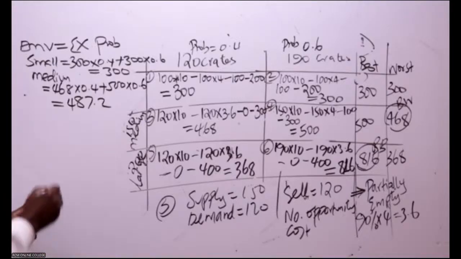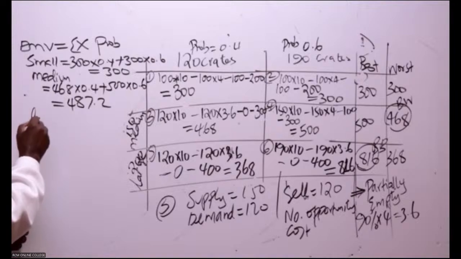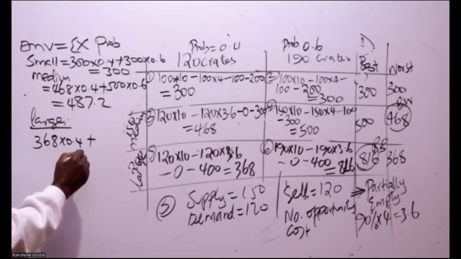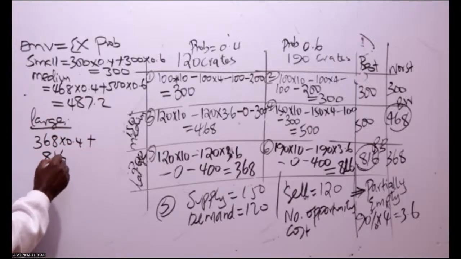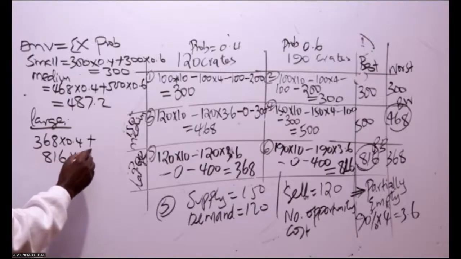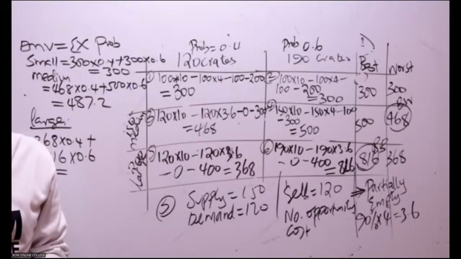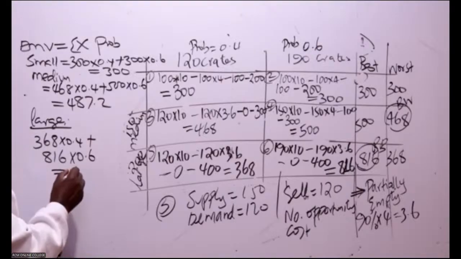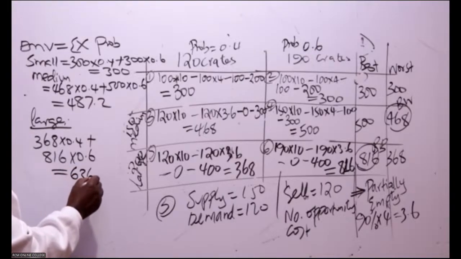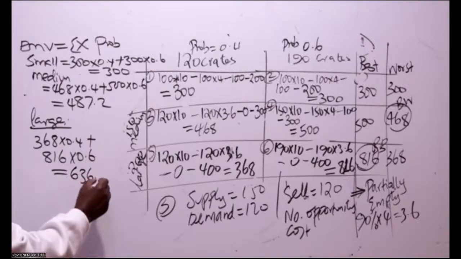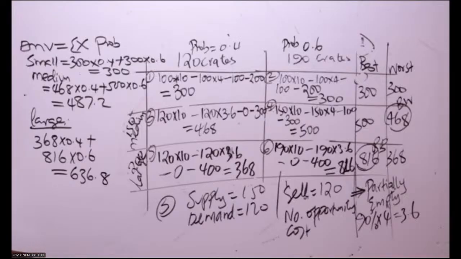Thank you so much. Then we have large. For large, what do we have here? 368 times 0.4 plus 816 times 0.6, which will end up giving us what figure? 636 point what? 636.8. Thank you so much.